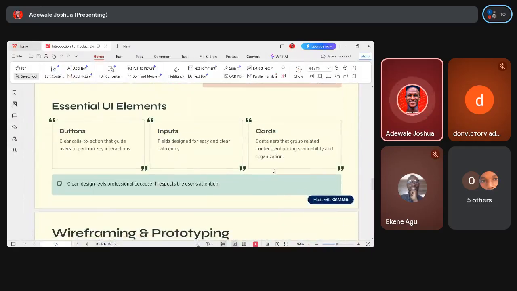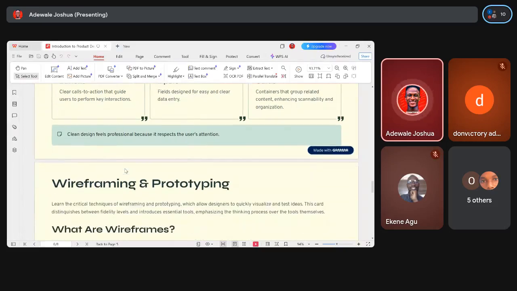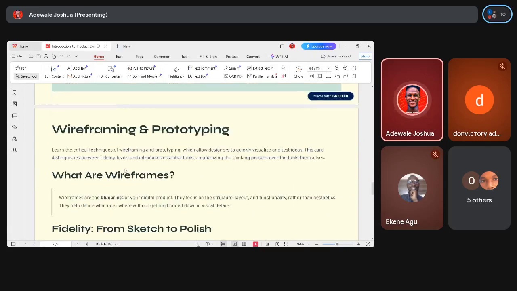Then what are the essential UI elements? We have buttons, we have the input fields, and we have the cards. The buttons are clear calls to action, your CTA. Buttons basically represent CTAs that guide users to perform key interactions. Input fields are designed for easy and clear data entry. Then your cards are containers that group related content, enhancing scalability and organization. So clean design feels professional because it respects the user's attention.